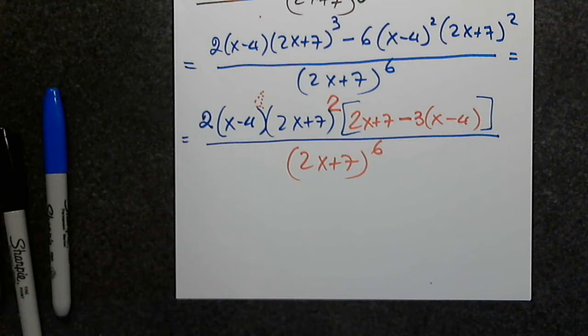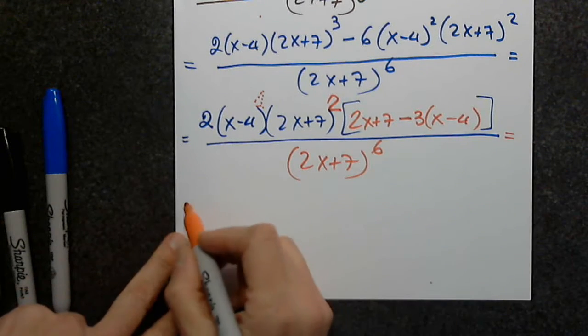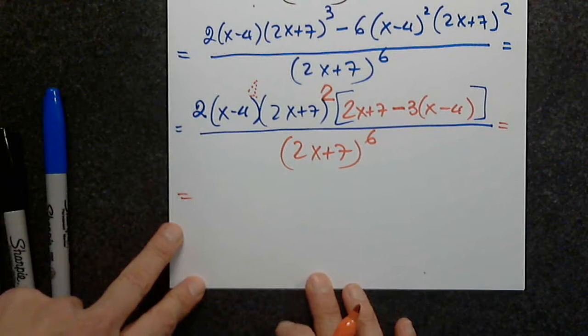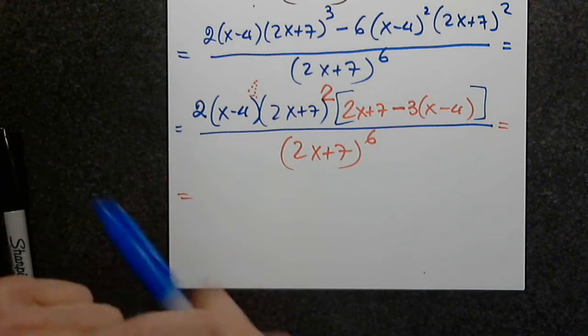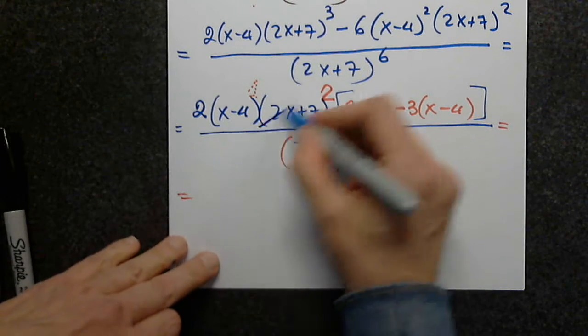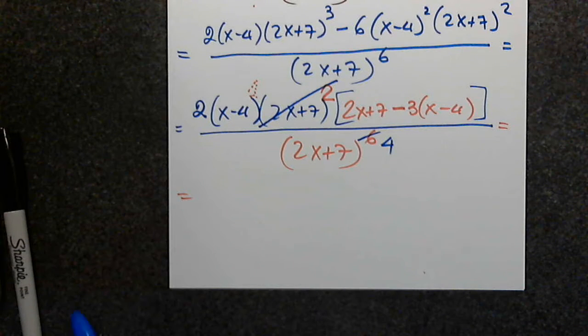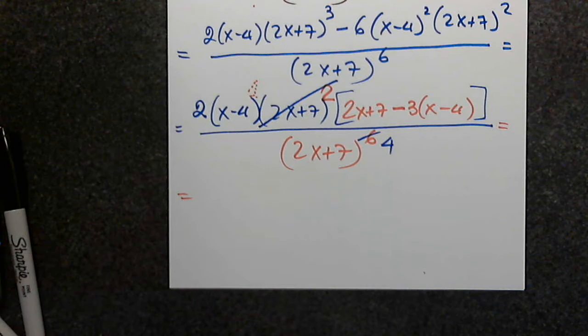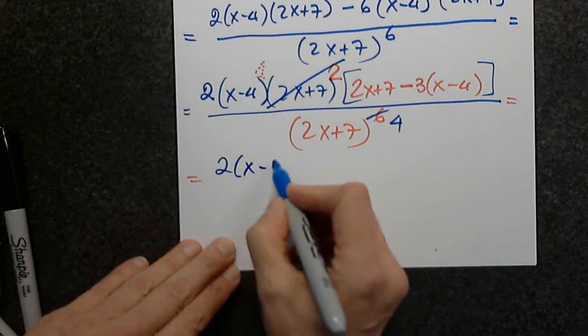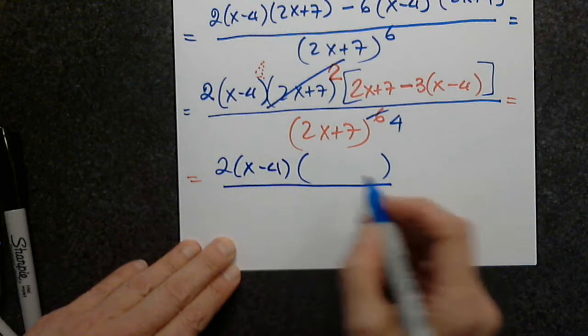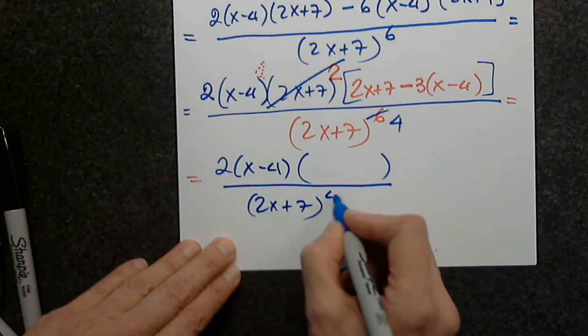What is the next step then? I hope you agree with the next move. So please watch and tell me if you agree with the next move. I removed 2 factors from the top that are the same and 2 factors from the bottom that are the same. So then 2 multiplied by x minus 4. Everything divided by 2x plus 7 to the 4th power.